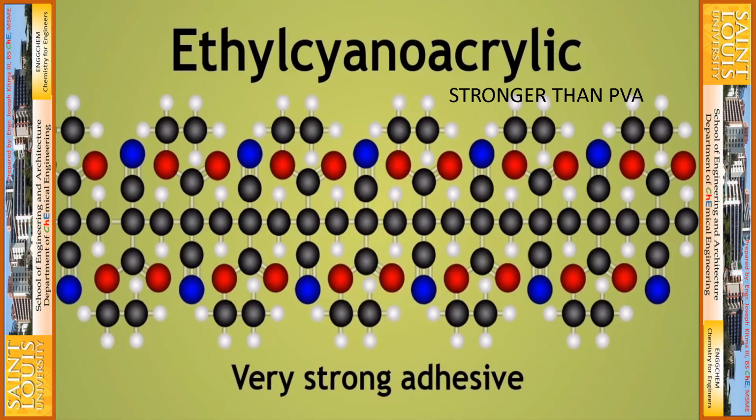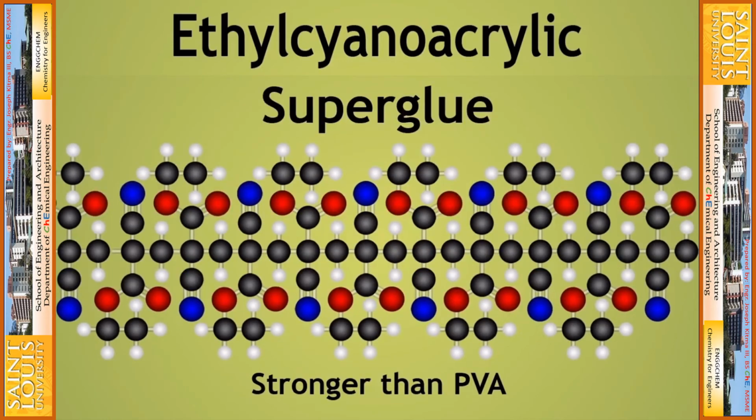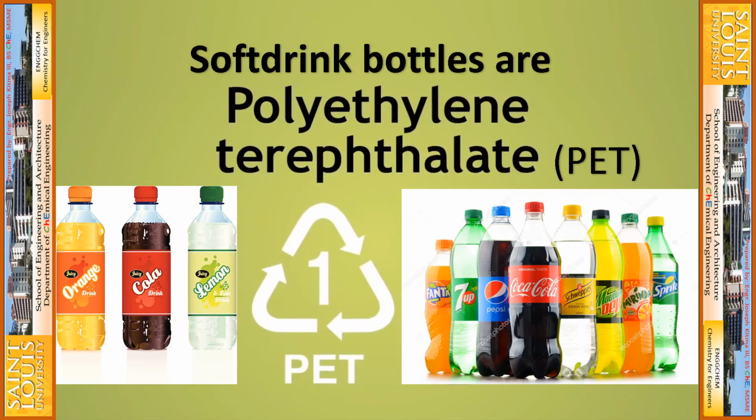Ethyl cyanoacrylic is stronger than the PVA. It is a very strong adhesive. Ethyl cyanoacrylic superglue will be stronger than PVA. Soft drink bottles are polyethylene terephthalate, known as PET, with a code of 1.